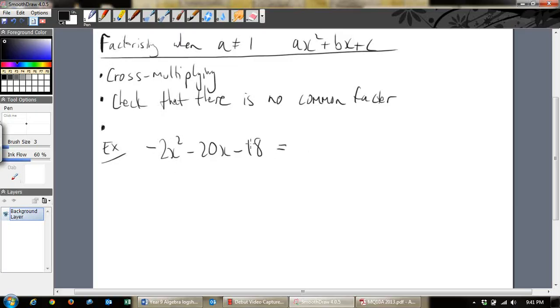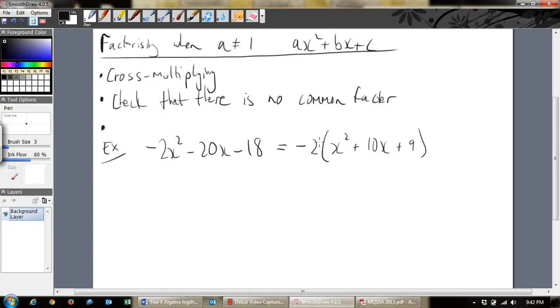I'll go across because I run out of space otherwise. There's a 2, there's a 20, and there's a negative 18. There's a common factor here. We can actually take the negative 2 out the front. What's left if we take out the negative 2 from that? We're left with x squared. What's left from the negative 20x? It'll be positive 10x. And then what would be left from negative 18? It would be positive 9. Okay, and so we're left with this.